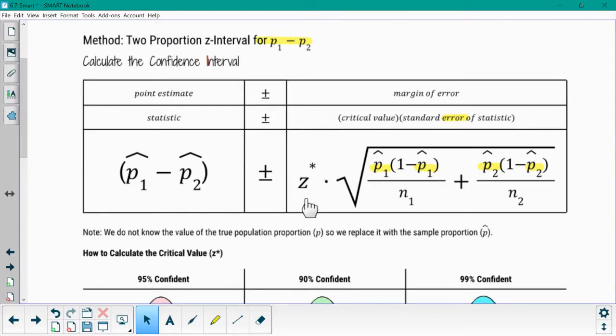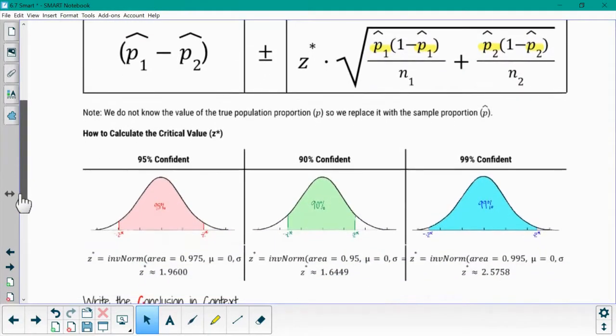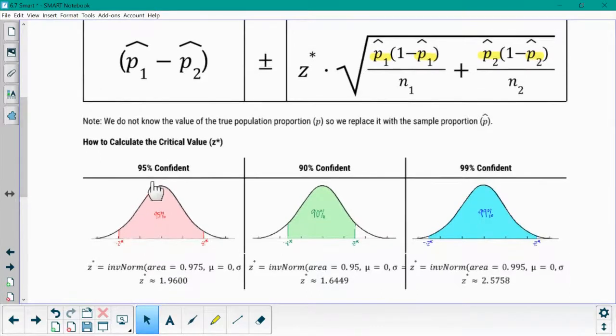These are going to be the same as they were for one proportion. Remember, if you can just remember what they are for the most common ones, you don't have to go in and calculate. 95% confident has a z-star of 1.96. 90% confident has a z-star of 1.6449, and 99% confident has a z-star of 2.5758. These are the three most common ones, but if you do run into something that is not one of these common ones, just remember your confidence interval is in the middle.